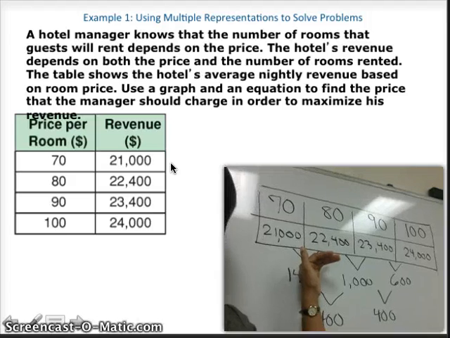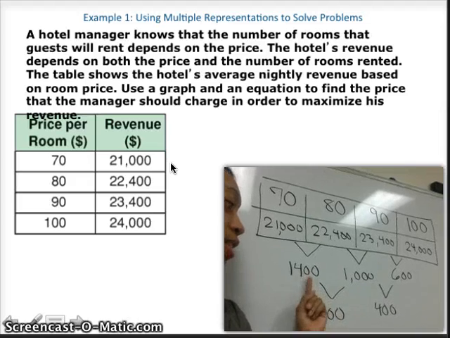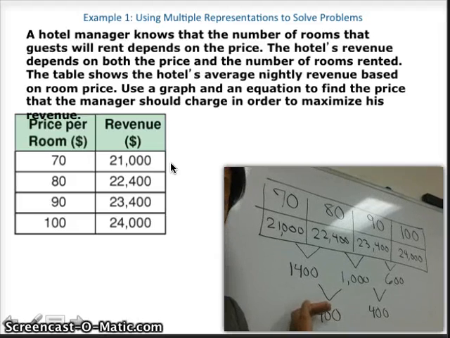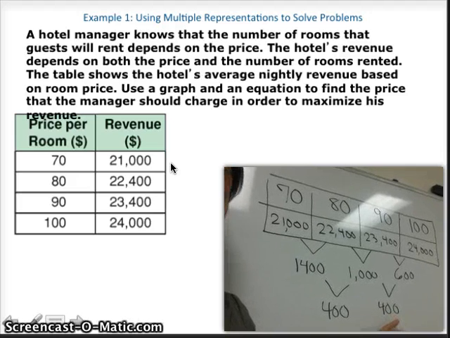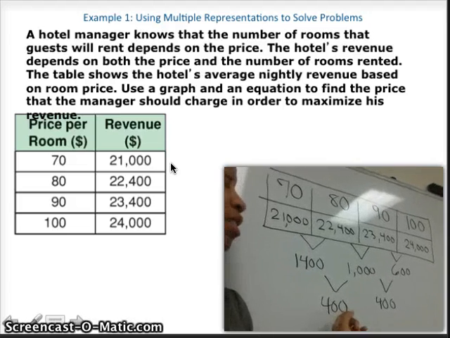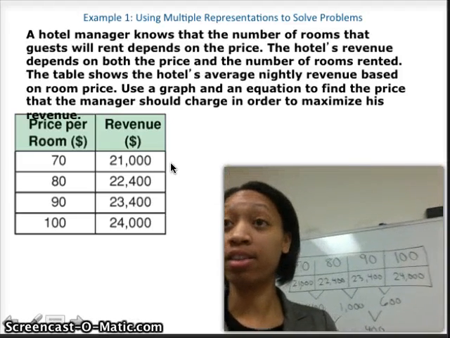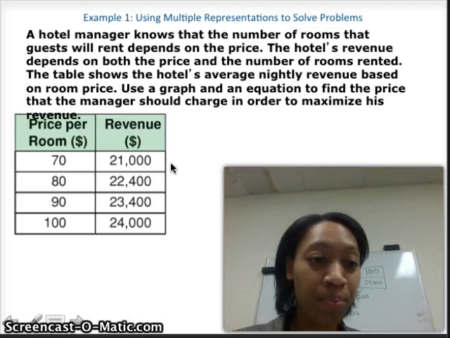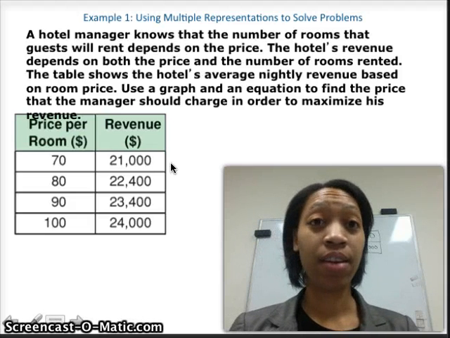Let's go again, finding the differences until we see that they are the same. If we find the second differences, we can see that the second differences are the same. They're both 400. Since the second differences are the same, that lets us know that this function is quadratic. So quadratic means the second differences are the same, and if the first differences had been the same, that would have been linear. So we know this is going to be a curve, a parabola.